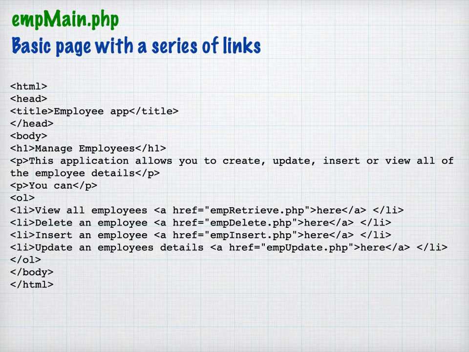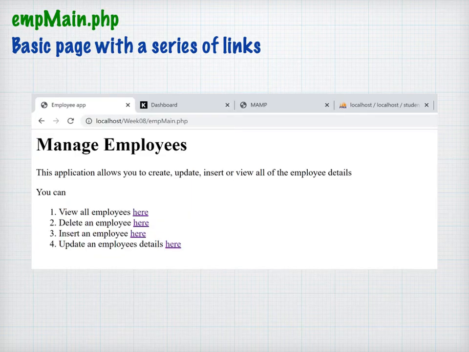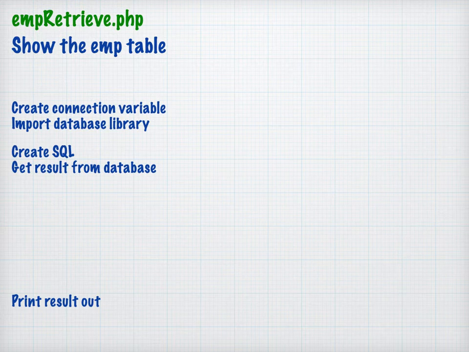So emp retrieve.php. So emp main, if we actually bring it up in a browser, looks like this. And it really is simply a list of links, like a little menu that we have. View all employees, delete an employee, insert an employee, update an employee, like that. So we'll go to emp retrieve then, the first one. Let's imagine you click on that. What is it that we actually want emp retrieve to do? Well, it's going to be this.